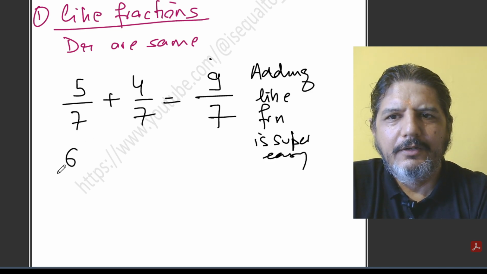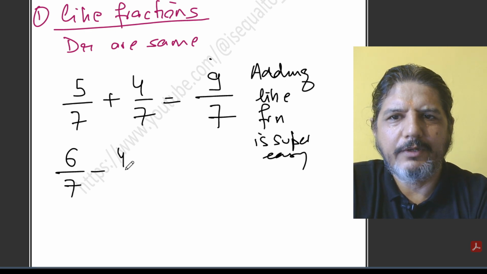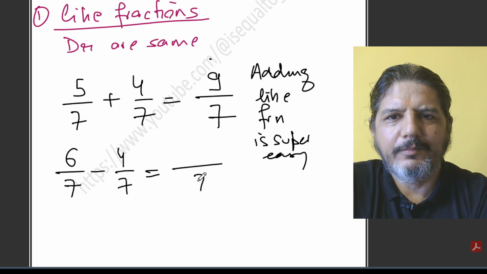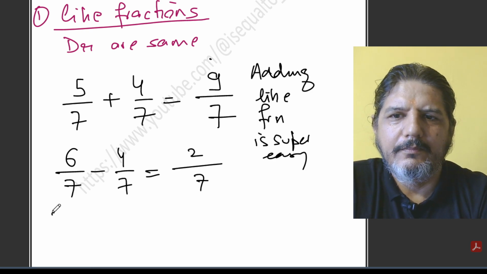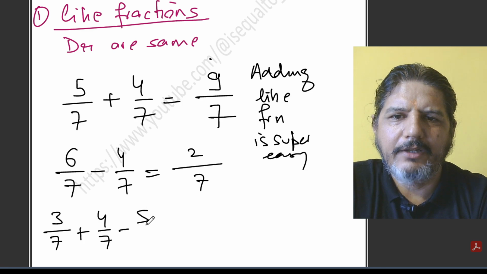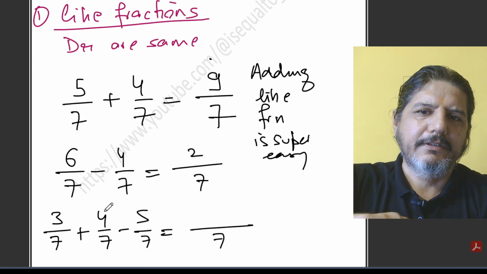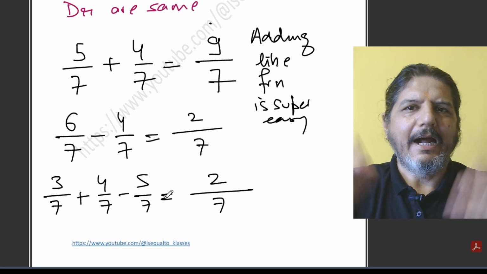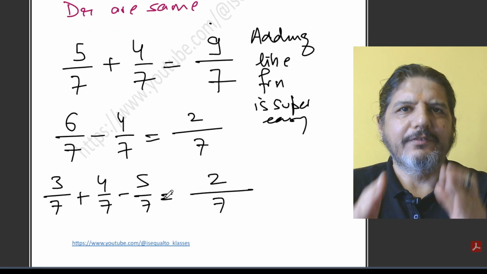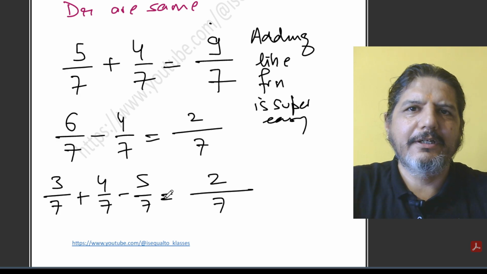For example, 6 by 7 minus 4 by 7. Take the denominator and just subtract. 6 minus 4 is 2. Or 3 by 7 plus 4 by 7 minus 5 by 7. Just take 7. 3 plus 4 is 7, 7 minus 5 is 2. So the answer would be 2 by 7. Adding or subtracting like fractions is super easy, because the denominator is the same.